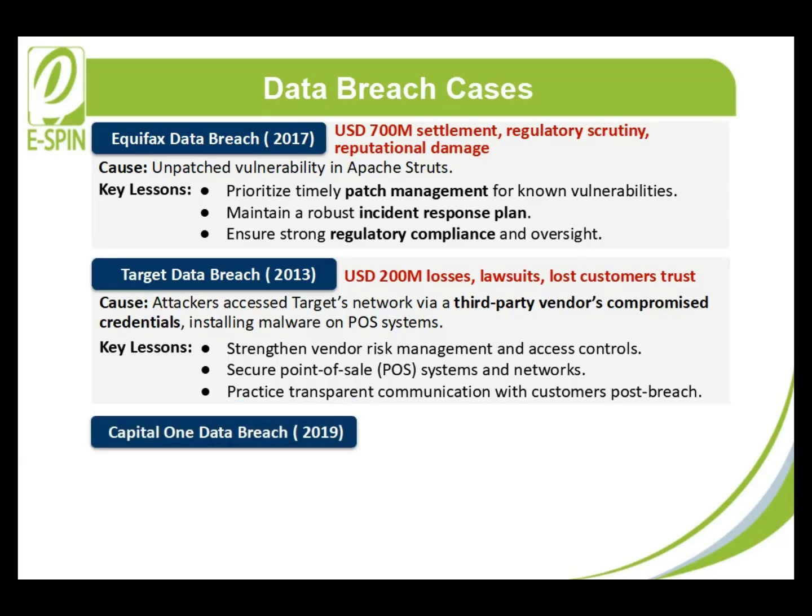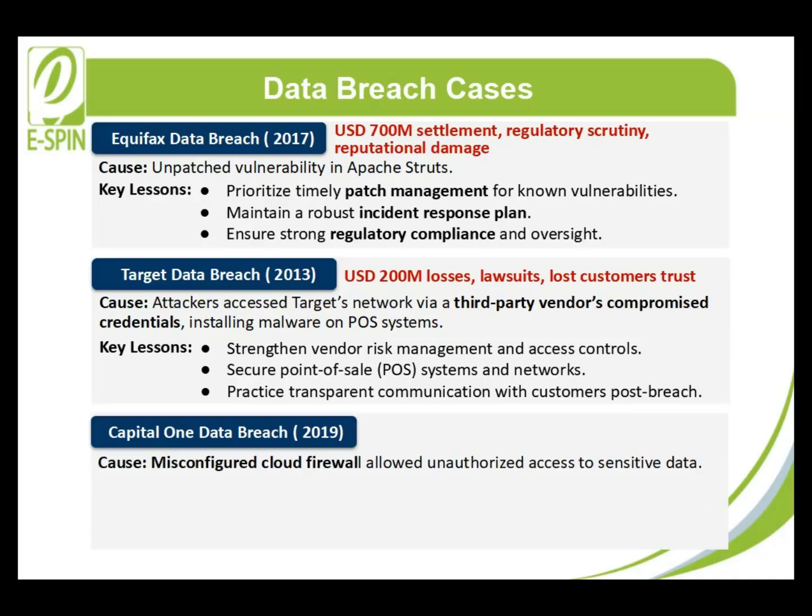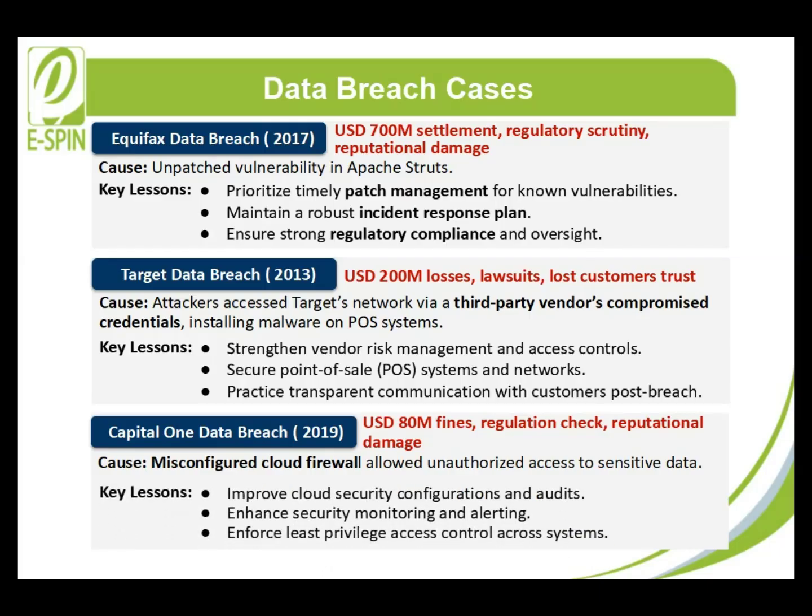3. The Capital One data breach in 2019. This breach affected over 100 million customers and was caused by a misconfigured web application firewall in its cloud environment. Capital One faced an $80 million fine, regulatory investigations, and reputation damage. Key lessons: improve cloud security configurations, enhance security monitoring, and enforce access control based on the principle of least privilege.